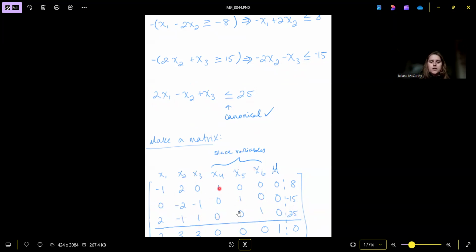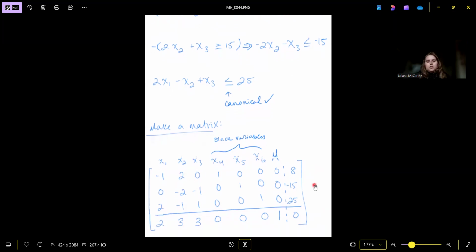And now you see we have these slack variables here, because this is the simplex method. We need slack variables to be able to optimize. And to figure out how many slack variables you need, it's just going to be equal to the number of constraints. So we had 3 constraints, 1, 2, 3. So we're going to have 3 slack variables, 1, 2, 3.